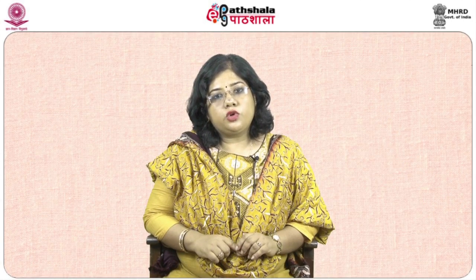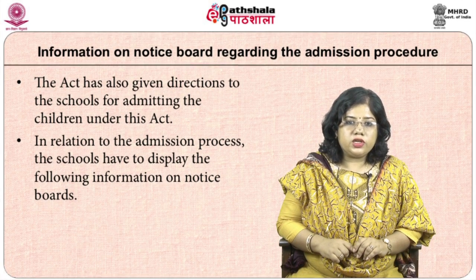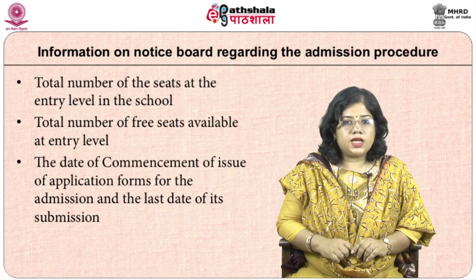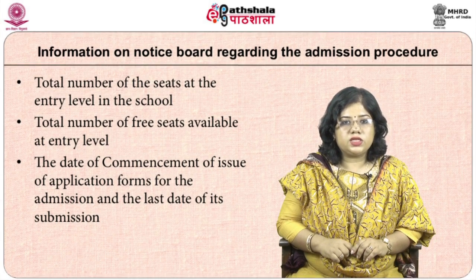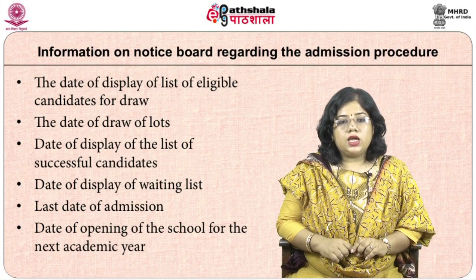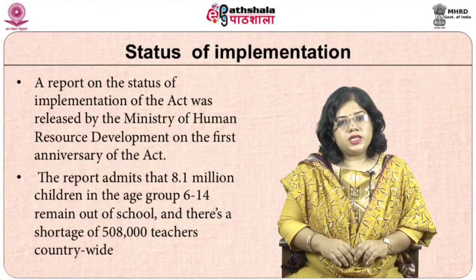Now, information on notice board regarding the admission procedure. The Act has also given directions to the schools for admitting the children under this Act. In relation to the admission process, the schools have to display the following information on their notice boards: total number of seats at the entry level in the school, total number of free seats available at entry level, the date of commencement of issue of application forms for the admission and the last date of its submission, the date of display of list of eligible candidates for draw, the date of draw of lots, date of display of the list of successful candidates, date of display of waiting list, last date of admission, date of opening of the school for the next academic year.